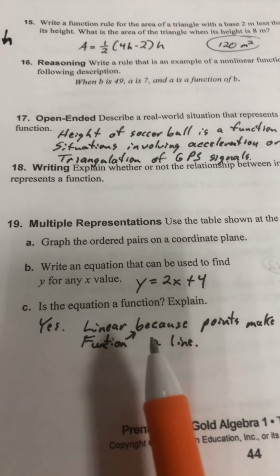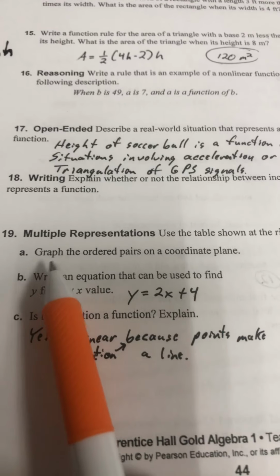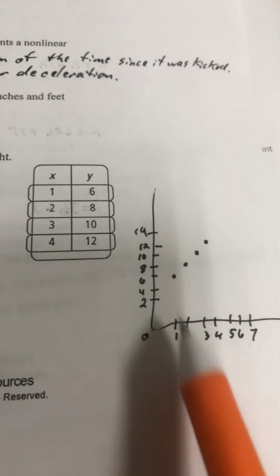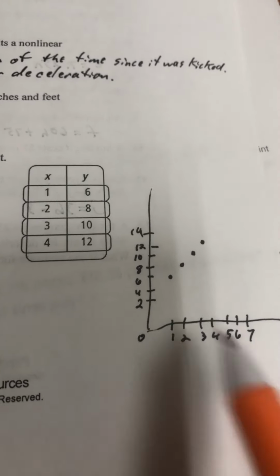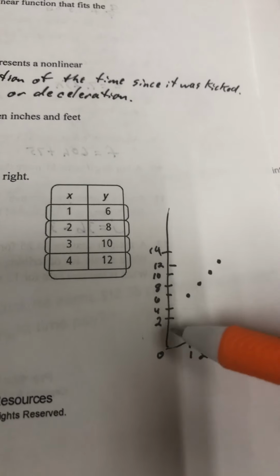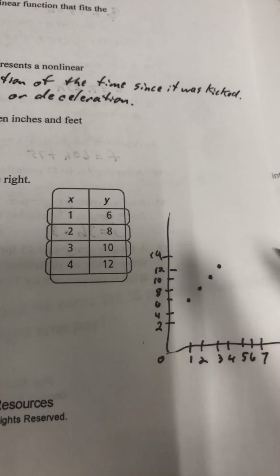Whereas when you get down to number 19, you have a straight line function, and I'll get to that in a second. It says graph the ordered pair on the coordinate plane. So you have your x values, you have your y values. Just make a simple little graph like this. I went by ones here for my x values, and I have my y values by 2: 2, 4, 6, 8. You can see when I graph it, it makes a line. So this is a linear function.